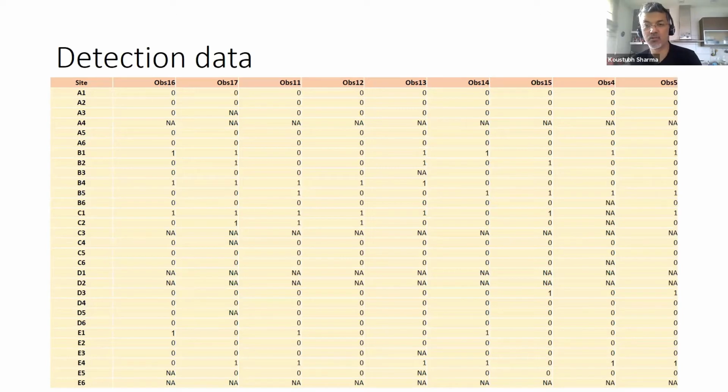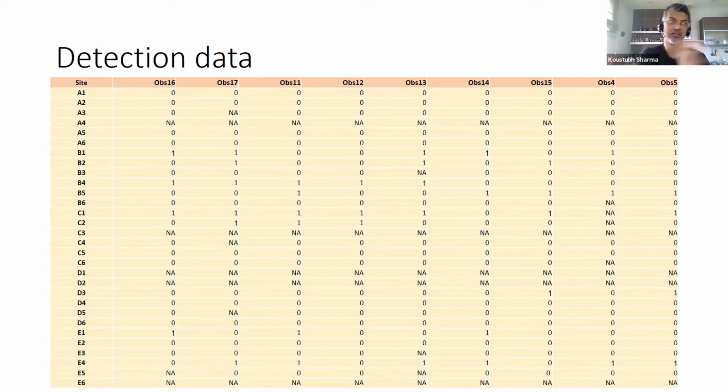Now, what you need to look carefully here is that in case of occupancy, broadly speaking, there are three data sets that you're looking at. One is, of course, the very detection or non-detection of a species of interest. You all might remember these NAs represent a person or a survey not being conducted. So the survey of cell B3 was not conducted by observer 13 and so on. So this is what it represents.